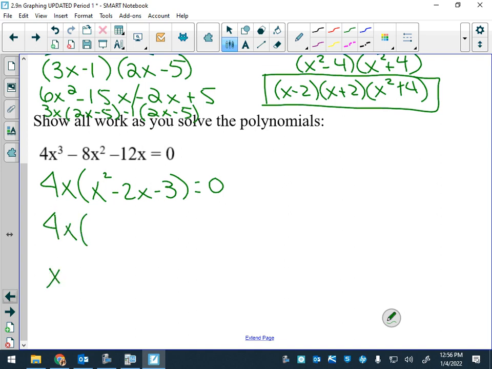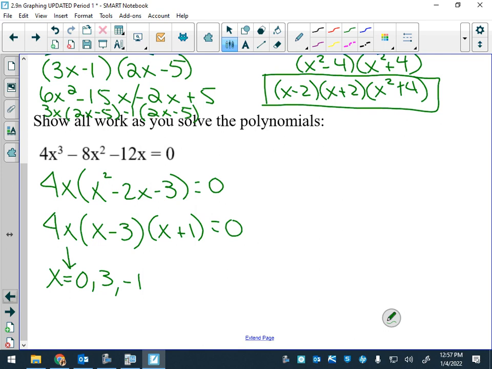Good. I factored x squared minus 2x minus 3 to x minus 2 and x minus 1. Okay, be careful. It's what multiplies to negative 3 and adds to negative 2. So it's x minus 3 and x plus 1. So you have 3 and negative 1 as your other two solutions.